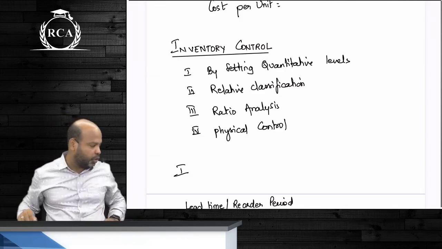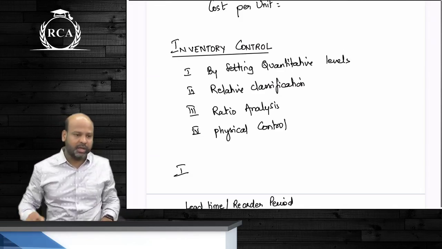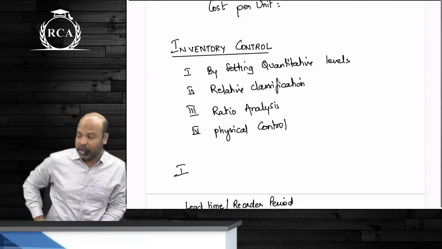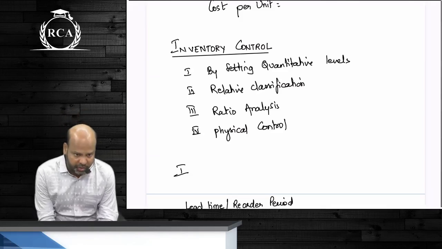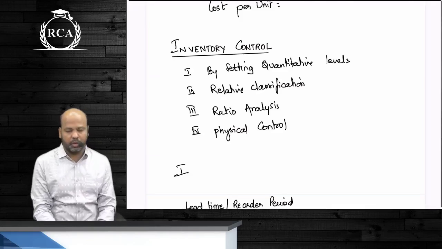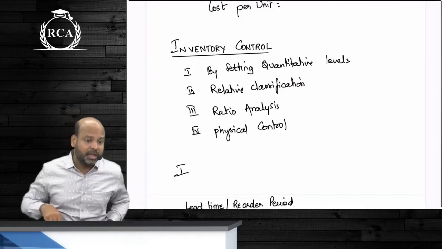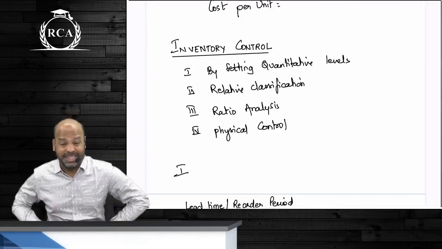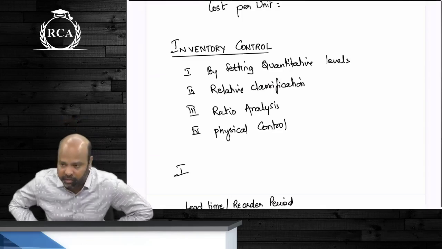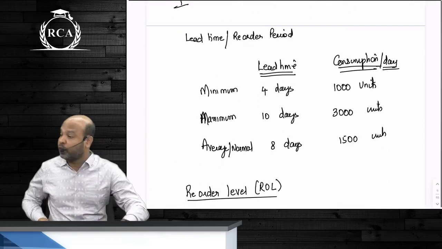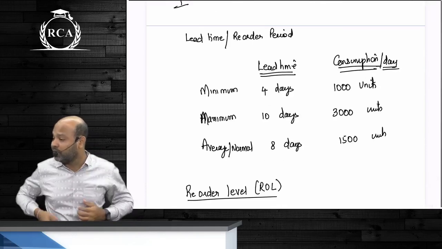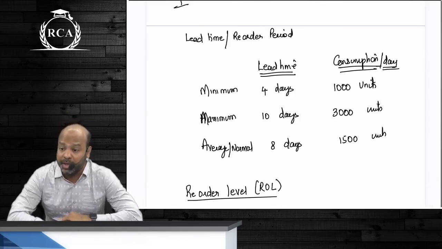Then, beta, we moved on to inventory control. I said there are 4 categories under this. One is setting quantitative levels, then relative classification, ratio analysis, guys, and physical control. Setting quantitative levels means, beta, you will have certain limits fixed. Based on those limits you're indirectly exercising control over the materials. This is where, beta, we spoke about reorder level. Reorder level is the level of inventory at which an order should be placed.